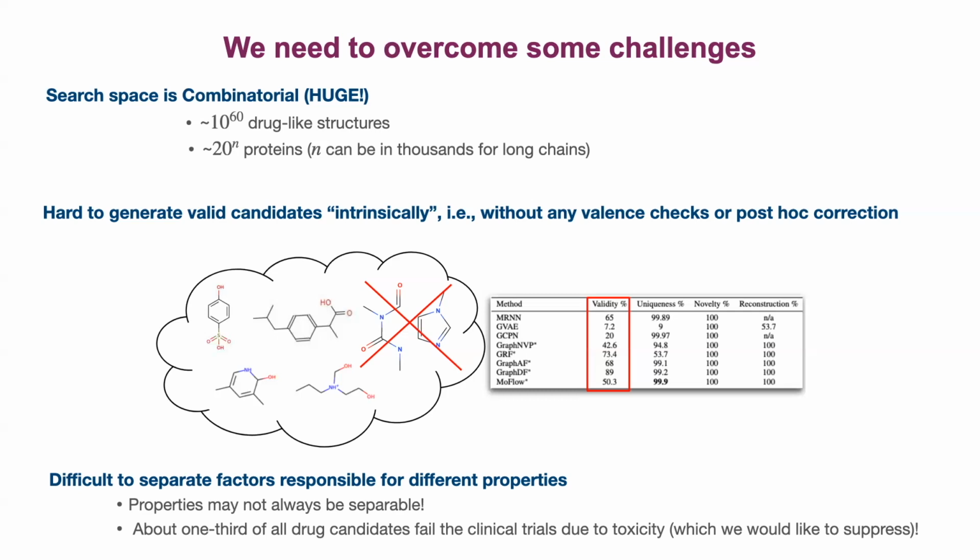This is a very practical concern, because about one third of all drug candidates fail clinical trials due to, for example, toxicity. So this is a major problem. Could we take some step towards getting these disentangled representations, especially in an unsupervised setting where we probably don't even have the properties?